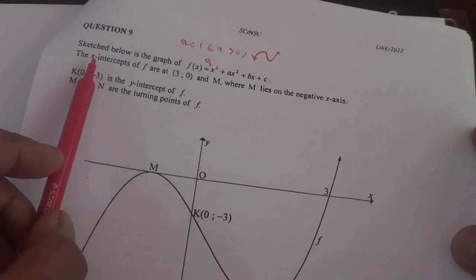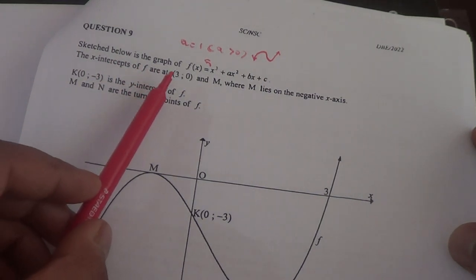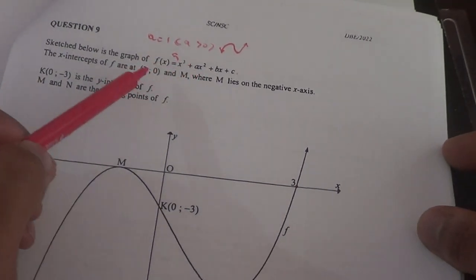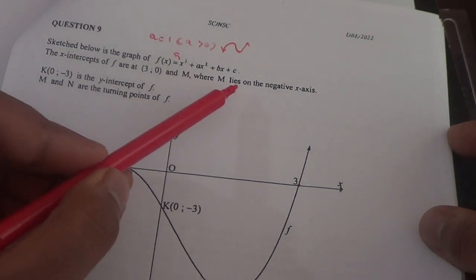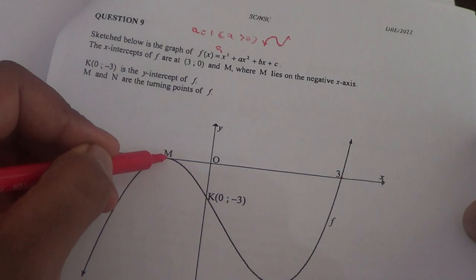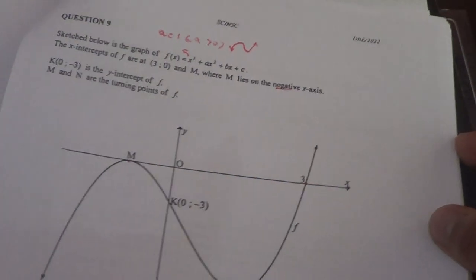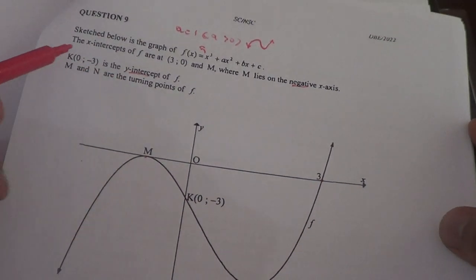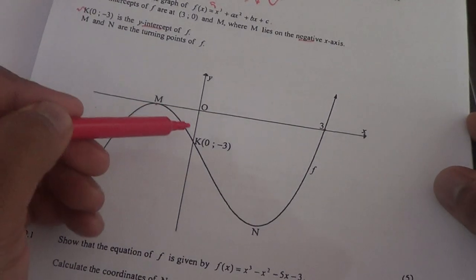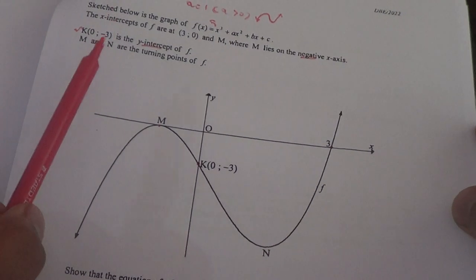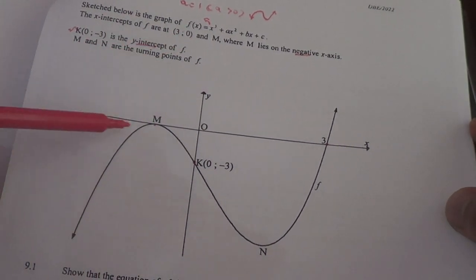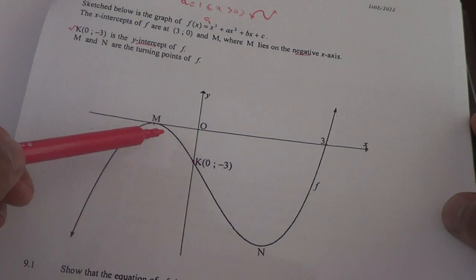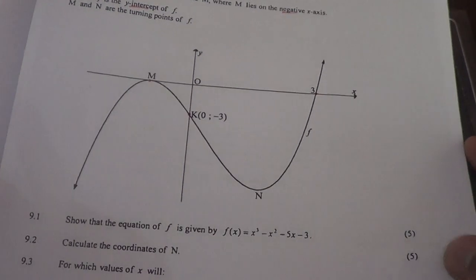Okay. It says now the x-intercepts of f are at 3 and m. So we can see that is our x-intercept, and m lies on the negative axis, so already telling us where m is, so it's not a fluke. So we are told k is the y-intercept. Okay, so we can see point k is also indicated, so there's the y-intercept. Therefore, m is a turning point. So when an intercept becomes a turning point, we know we have equal roots there. So that is a very important thing to note. All right. So not a big deal.